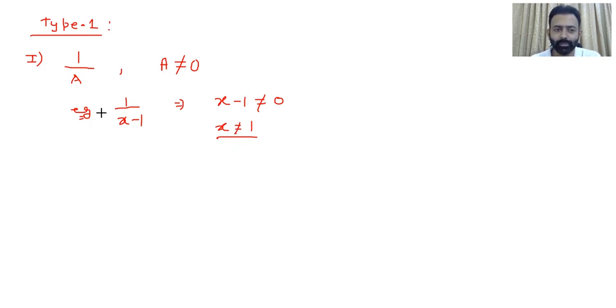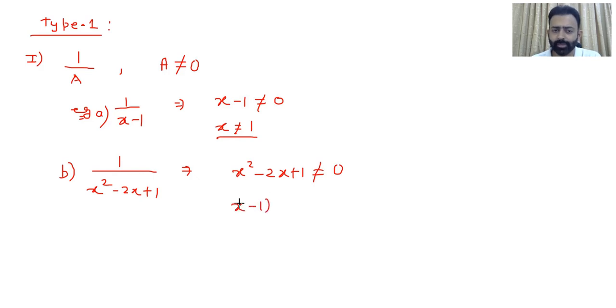Example 2, for example 1 upon x square minus 2x plus 1. This is again a quadratic function. That means the domain for this is given by x square minus 2x plus 1 should not be equal to 0, right? This is a quadratic function, meaning x minus 1 whole square should not be equal to 0. So again, x equal to 1 is not allowed. So the domain is given by x belongs to all real numbers except 1.